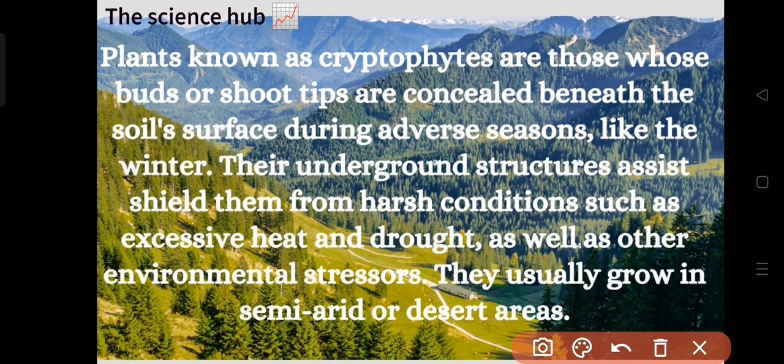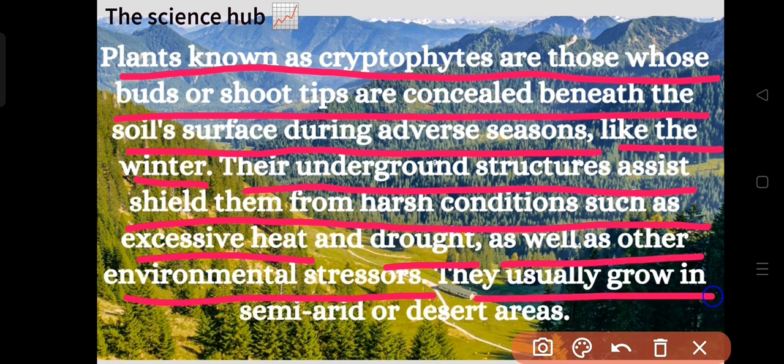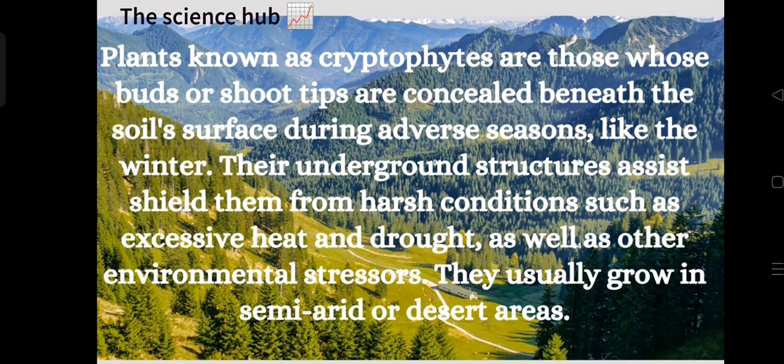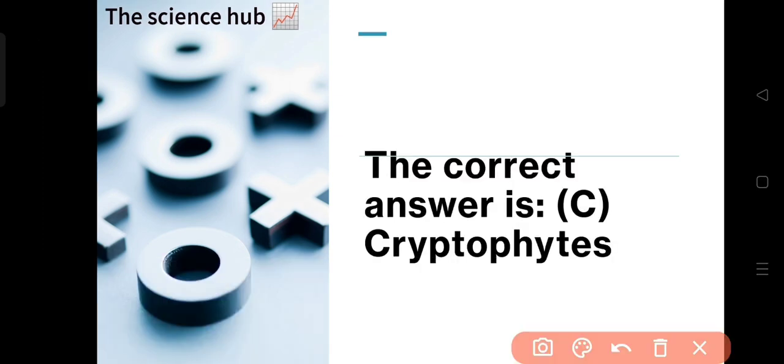So the plants known as cryptophytes are those whose buds or shoot tips are concealed beneath the soil surface during adverse seasons like the winter. Their underground structures help shield them from harsh conditions such as excessive heat and drought, as well as other environmental stressors. They usually grow in semi-arid or desert areas. So from this explanation we got to know that our correct answer is cryptophytes, that is option C.